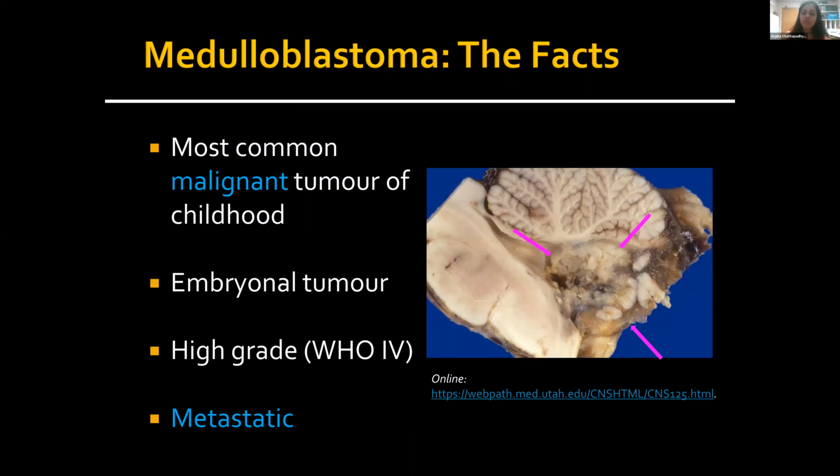Next, I'm going to talk about medulloblastoma. These are the most common malignant tumours of childhood, and they're the second most common after pilocytic astrocytomas. They're embryonal tumours and they are very aggressive. WHO grade 4, and they can be metastatic at presentation.